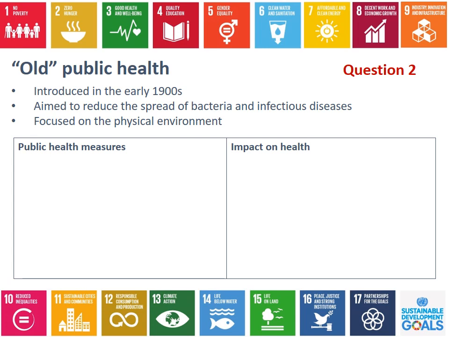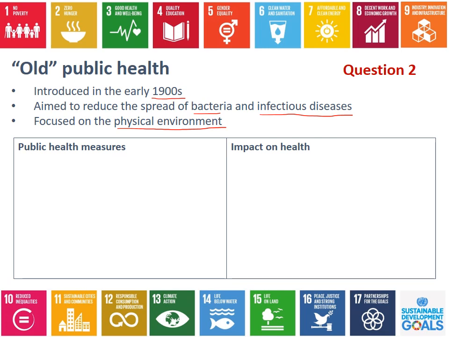But old public health basically were measures that were introduced in the early 1900s. Okay, and if you remember back to what we looked at last week, a huge amount of disease and death 100 years ago was caused by things like bacteria and infectious diseases. So old public health were measures that were brought in to reduce bacteria and infectious diseases. And because of that, they really focused a lot on the physical environment.